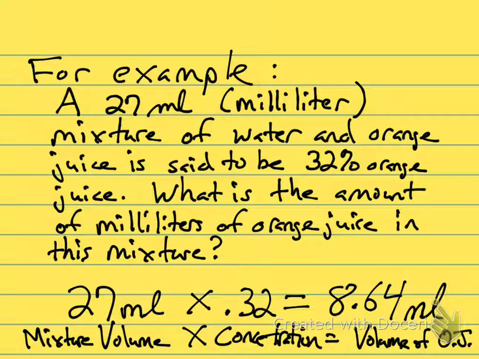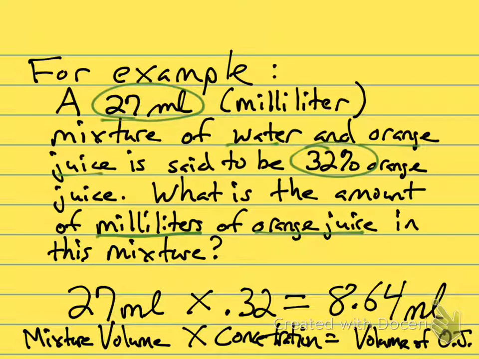Let's take, for example, a 27 milliliter mixture of water and orange juice. This mixture is said to be 32% orange juice. What is the amount of milliliters of orange juice in this mixture? Now, a percentage is per 100. And we're not looking for a percentage, we're looking for the volume of orange juice.